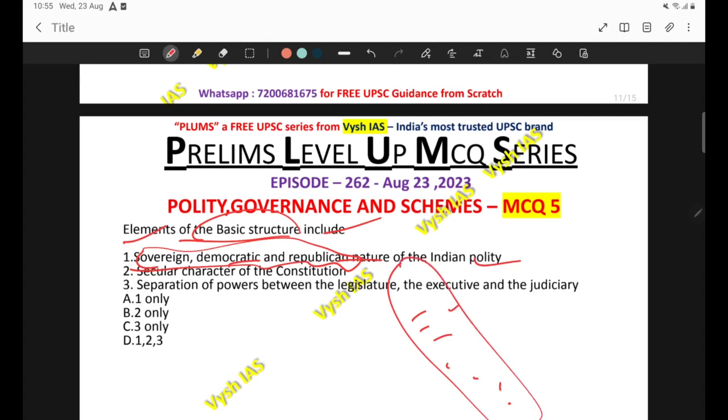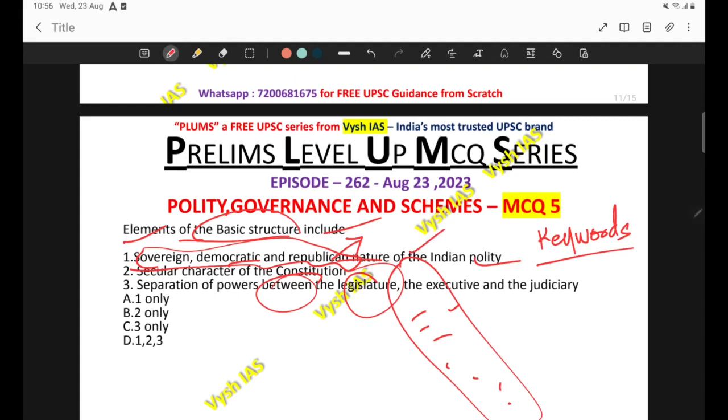Out of that, there are 3 statements given here: sovereign, democratic, republican nature. Instead of republican nature, they may give secular or any other keyword, or religious nature. If you see such a statement, you should be able to identify which is correct and which is wrong. So in polity, keywords are very important. Keywords matter. Whenever you see a question, you have to circle the keywords. Circling the keywords will make the question more visible and noticeable to you, so that you can process the statement in a much easier way.